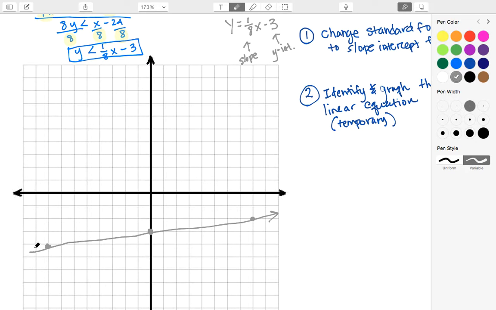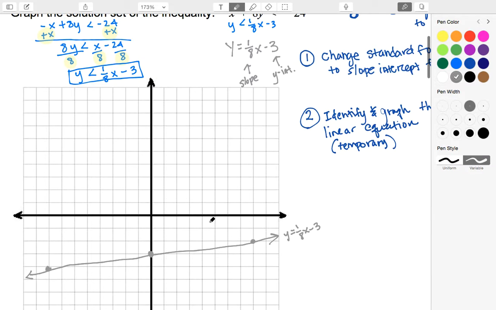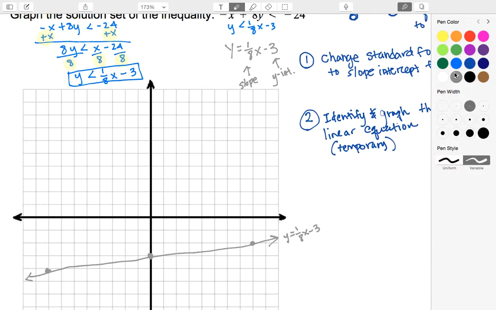Okay, so essentially the linear version of this, the linear equation y equals 1/8x minus 3, would look like this. Now, it's in gray because it's not going to be our inequality, right? But it's a good starting point for us to see how to create this, okay?